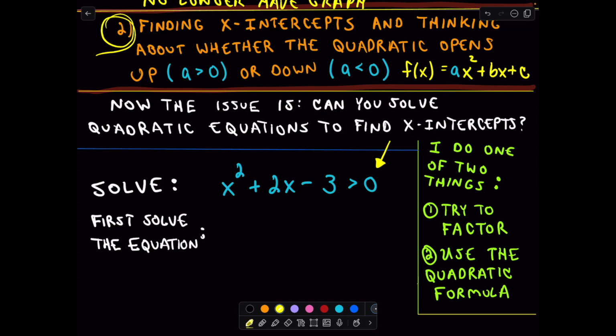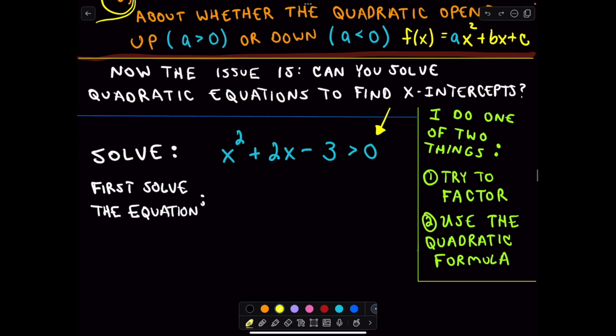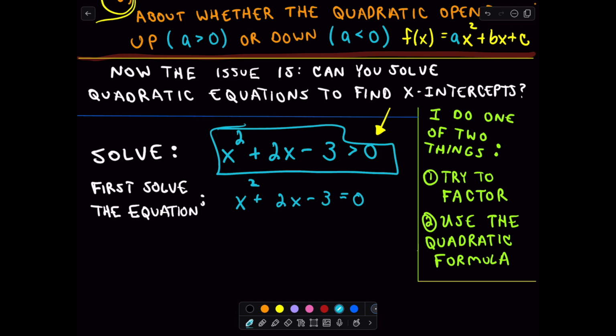Okay, so I'm still thinking about it in terms of the graph. x squared plus 2x minus 3, maybe I don't know the graph of it, but I can find x-intercepts to graph that. So what I'm going to do is solve the corresponding equation, x squared plus 2x minus 3 equals 0. So again, I want to solve this inequality. That's my goal, but I'm going to use this equation first. Well, to solve the equation, I do one of two things. I either try to factor it, or I'm going to use the quadratic formula.